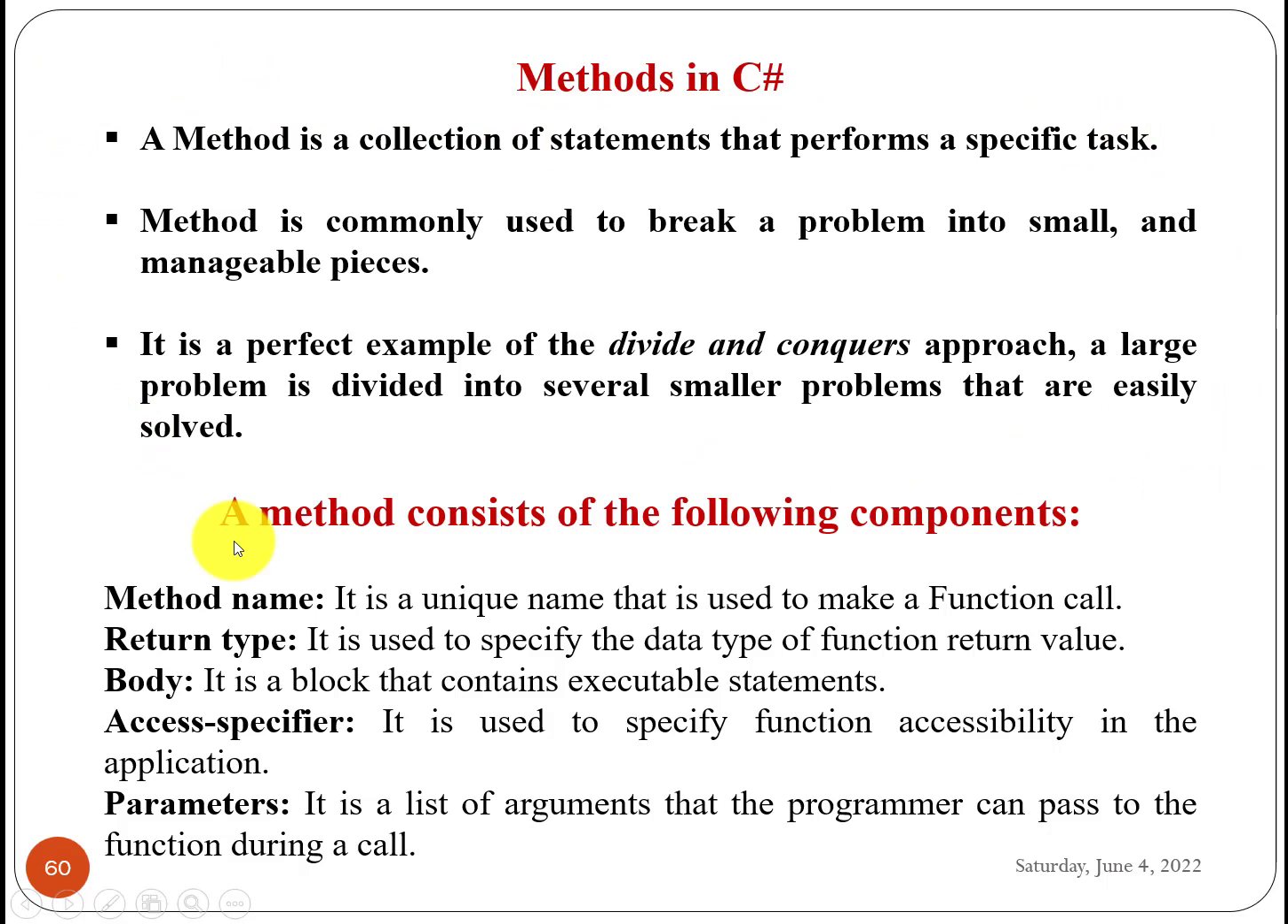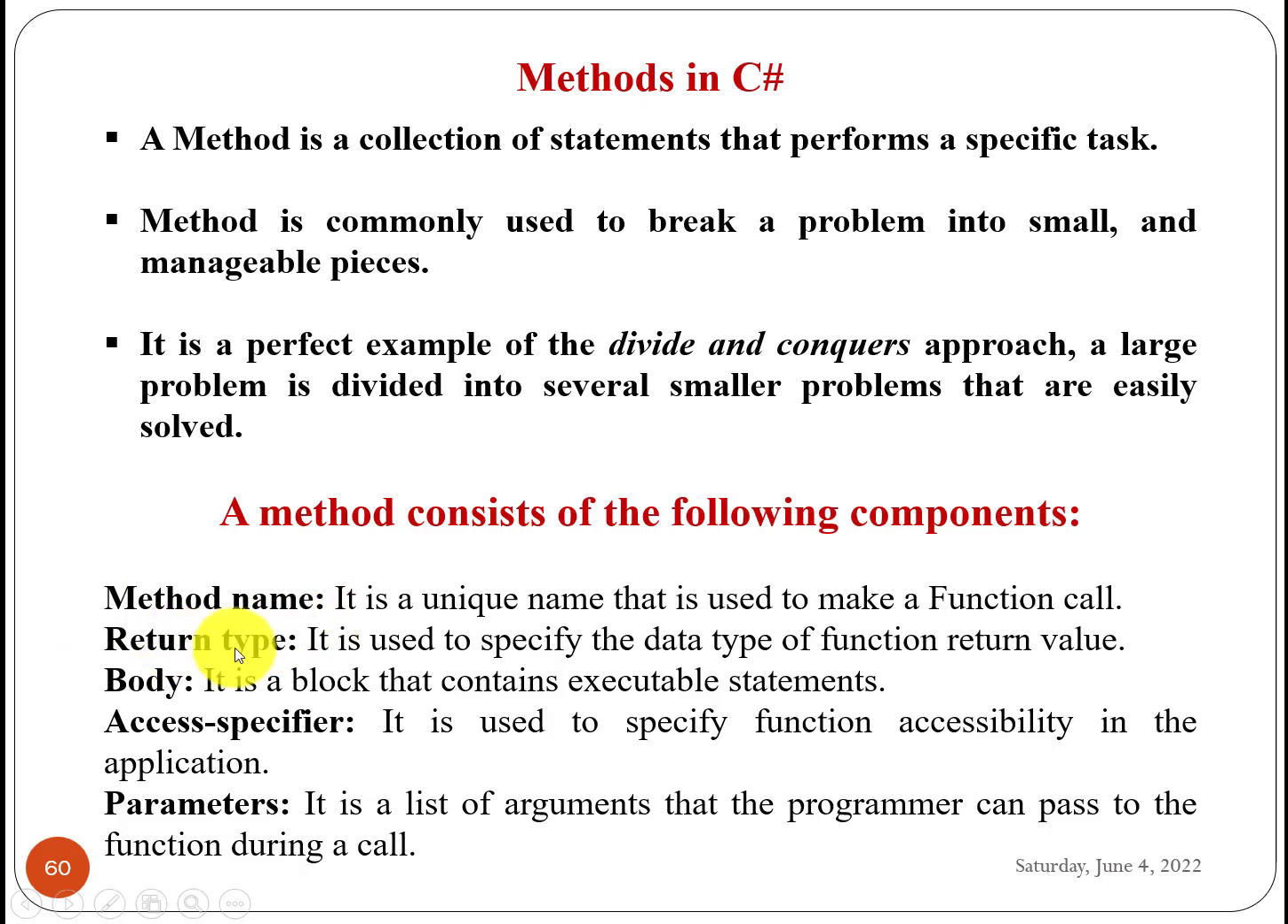To implement a method in C#, we have 5 components. Number 1, method name. Number 2, return type. Number 3, body of the method. Number 4, access specifier. Number 5, parameters. Number 1, method name. It is a unique name that is used to make a function call. It is the identifier by which we can recognize our method in the system. So this is the method name.